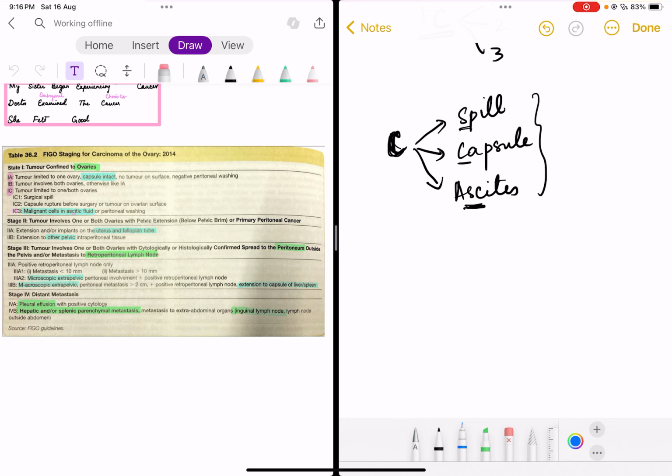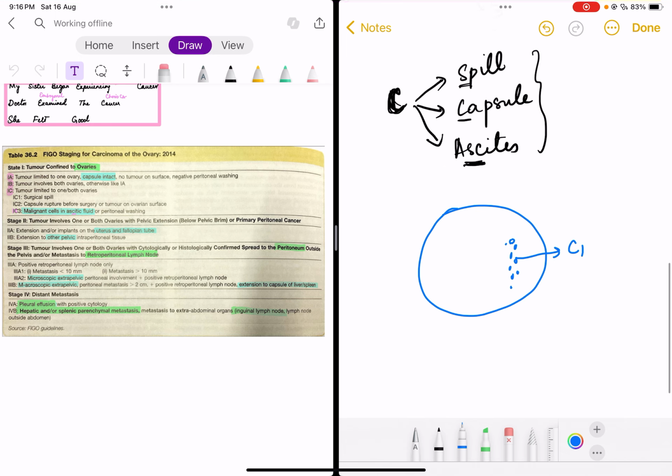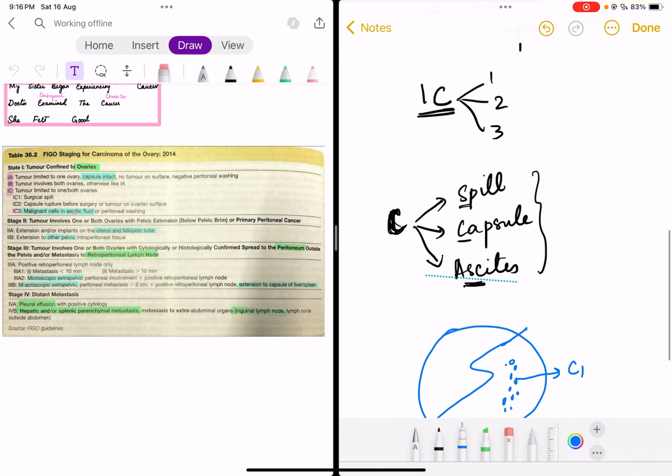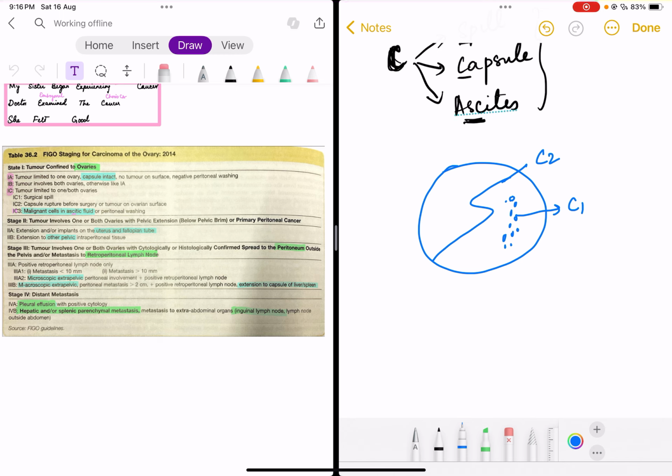So let us say you have a balloon and let us say there's a small hole in it. And now it's a water balloon. Now let's say 1 drop and 2 drop of water is just spilling. So that would be your C1. Now what happens? All of a sudden, while few drops are spilling, the balloon just bursts. So that would be the capsule rupture, the rupture of capsule, which is your C2. The third is ascites. After it bursts, now water will be all around. So that is your C3, which is malignant cells in the ascitic fluid or peritoneal washing.